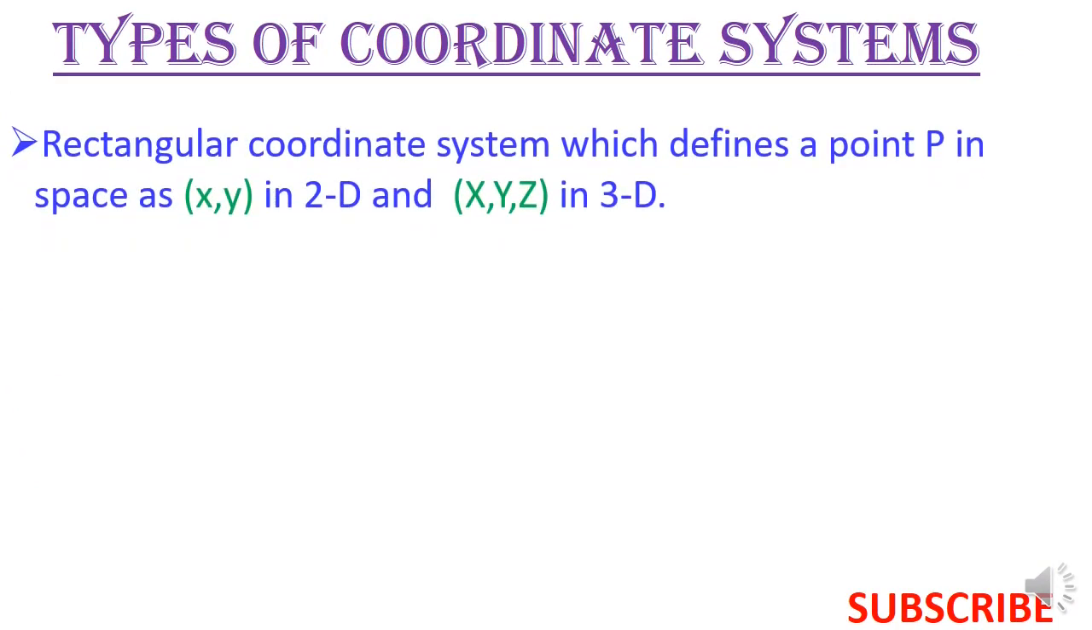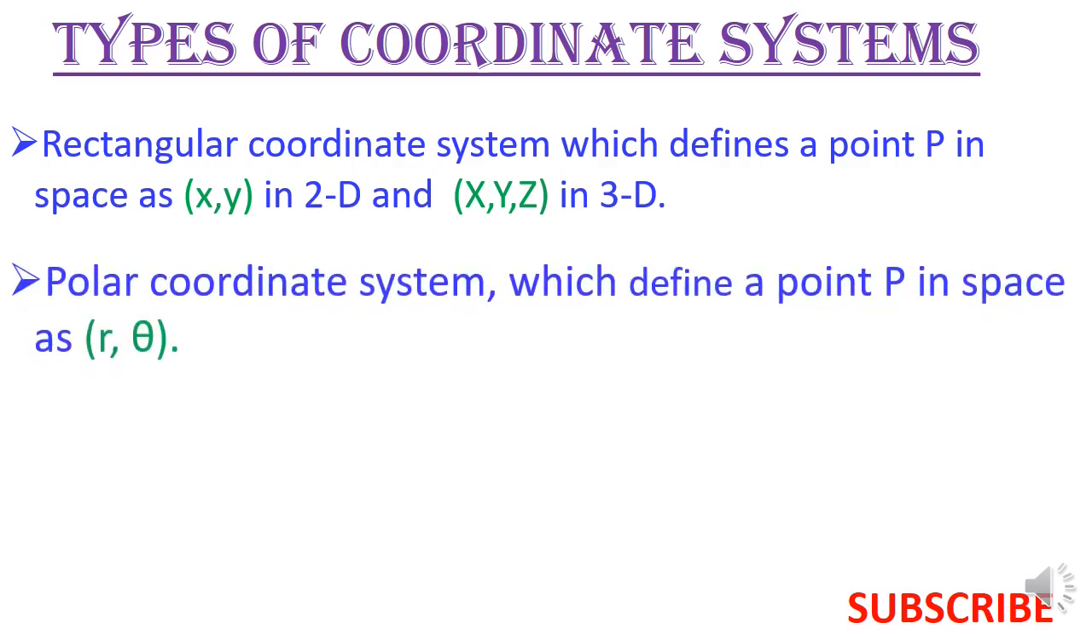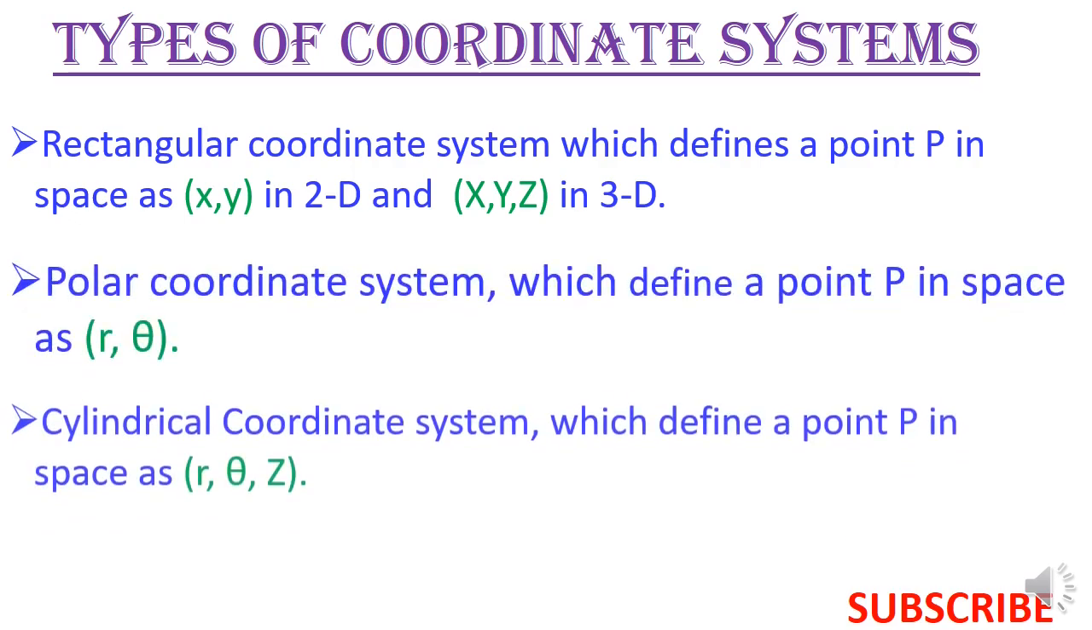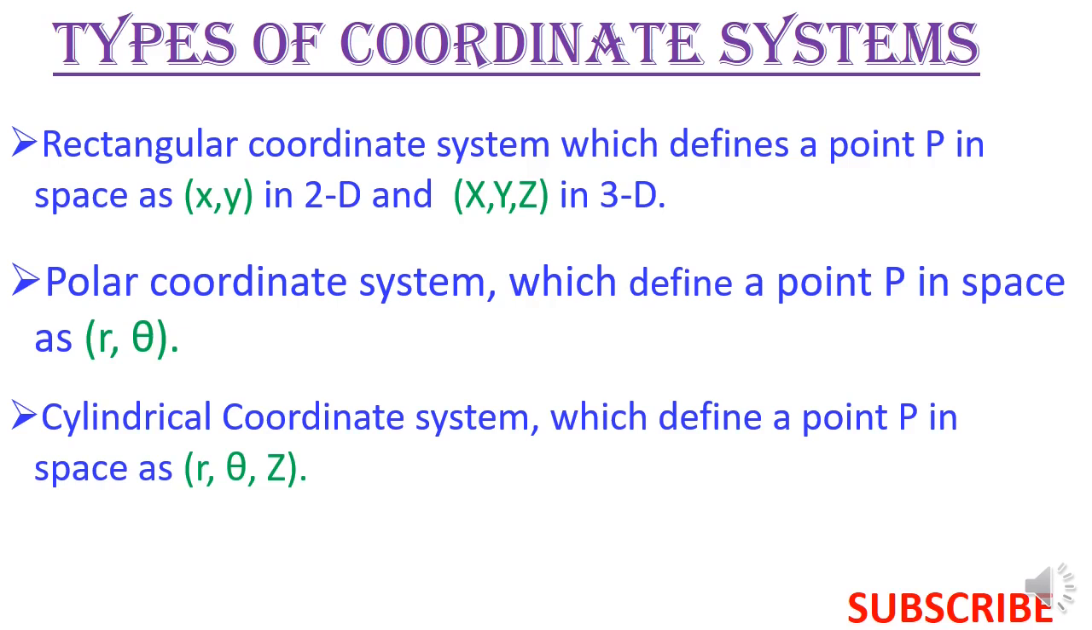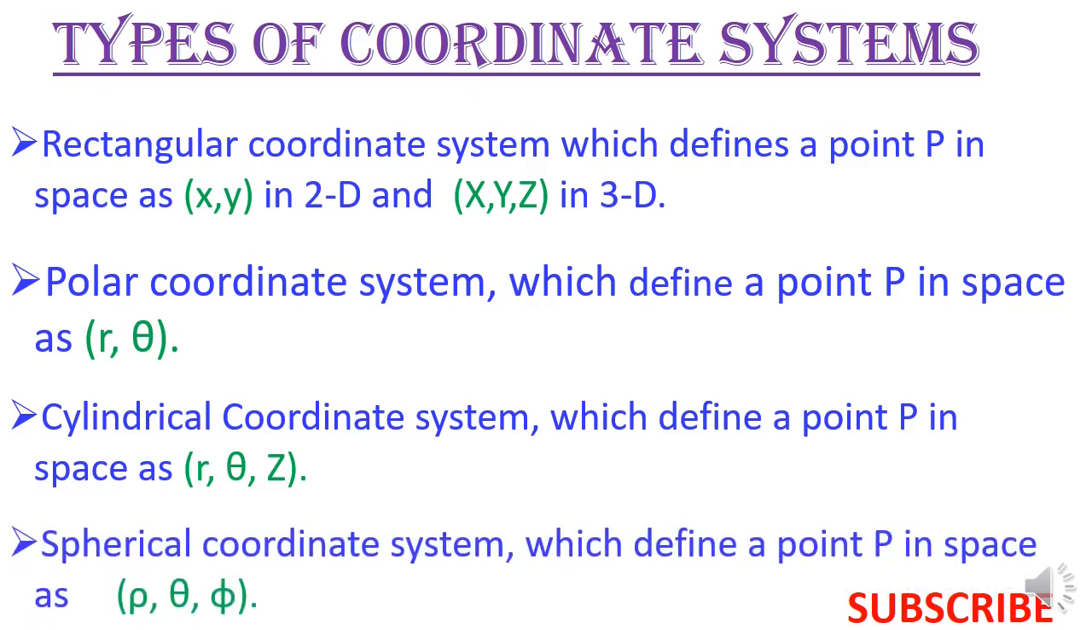Now, let us look at the types of coordinate systems. The very first one is the rectangular coordinate system. The second is a polar coordinate system. The third is a cylindrical coordinate system. And the fourth is the spherical coordinate system. So below, I'm going to show you how to give the location of an arbitrary point P in the various coordinate systems.